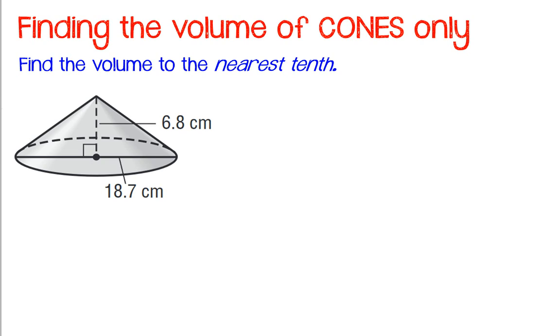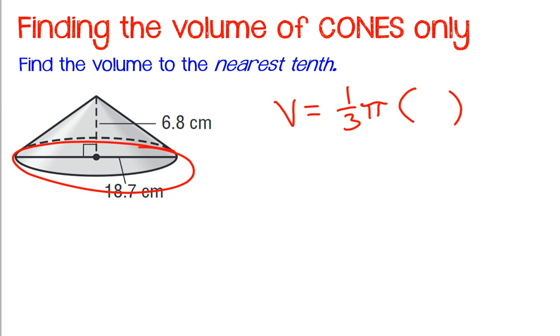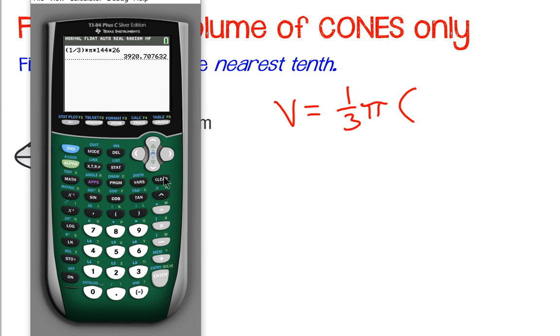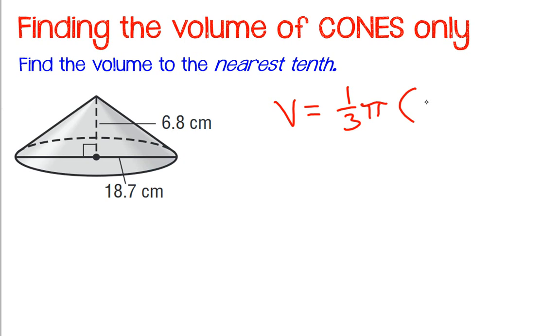Do you know which numbers to substitute in? So the radius here is going to be half of 18.7, right? That is a diameter. So you pick up your calculator, you type 18.7, and you divide it by 2 because you only want half of it. So our radius is going to be 9.35. So 9.35 is my radius, and don't forget your radius is squared. And our height is 6.8.